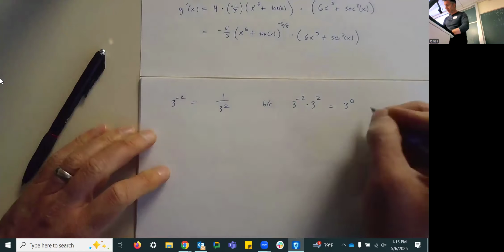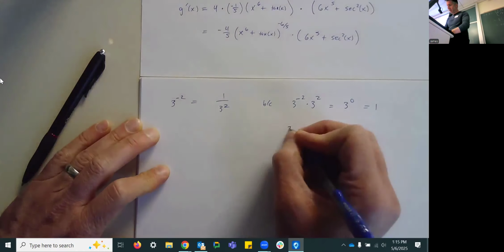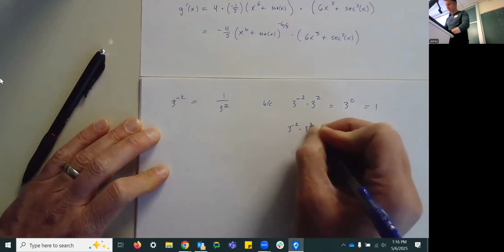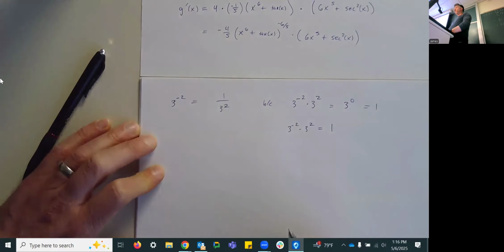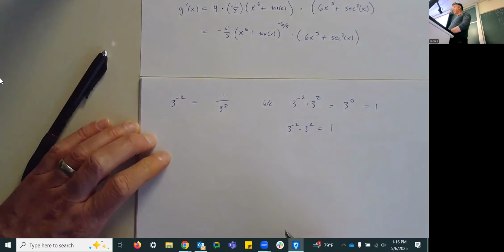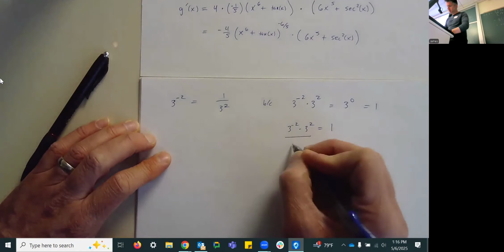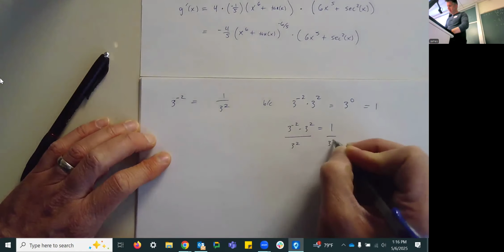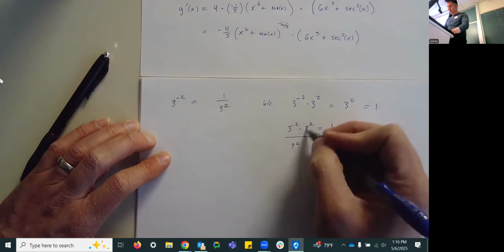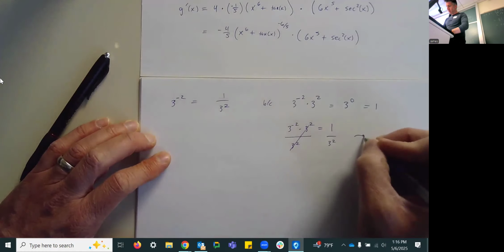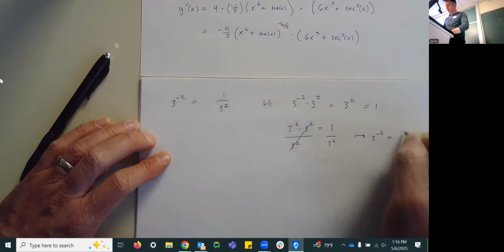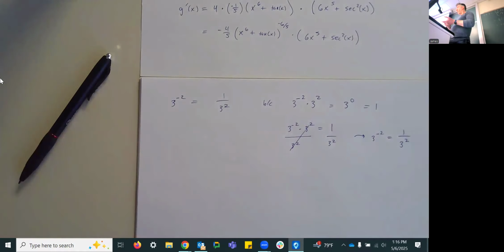Yeah, it's 1. So then if 3 to the negative second times 3 to the second is equal to 1, we can divide both sides by 3 squared and say that the 3 squareds cancel over here, and we end up getting 3 to the negative second is equal to 1 over 3 to the positive second. And that's true no matter what your power was, right?